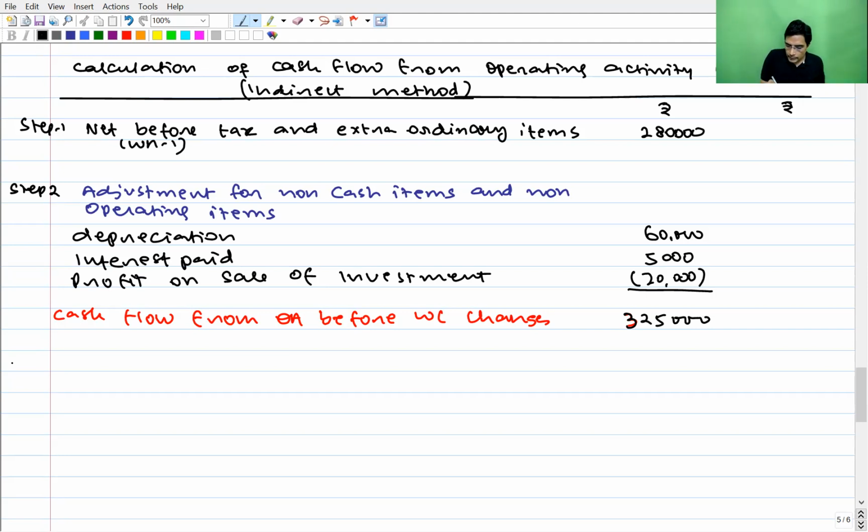Next, step number 3. Adjustment for working capital changes.